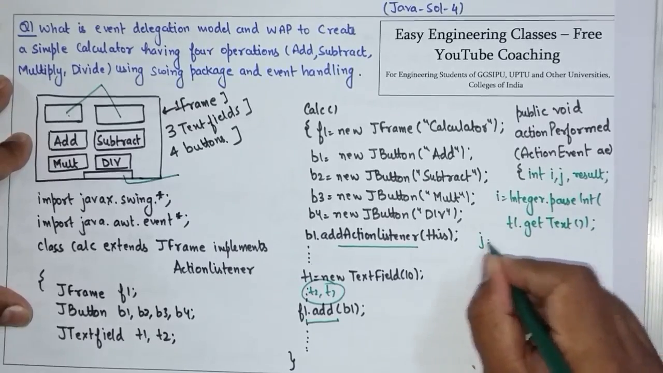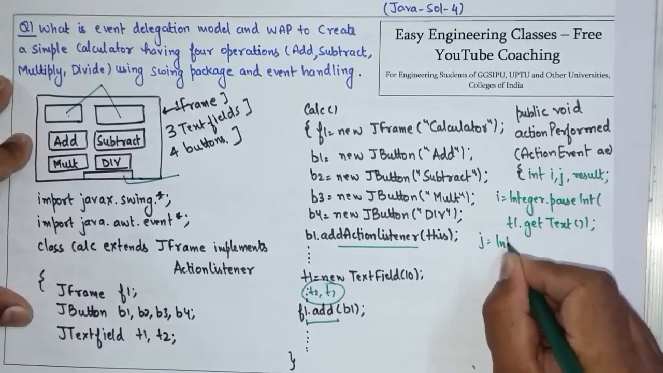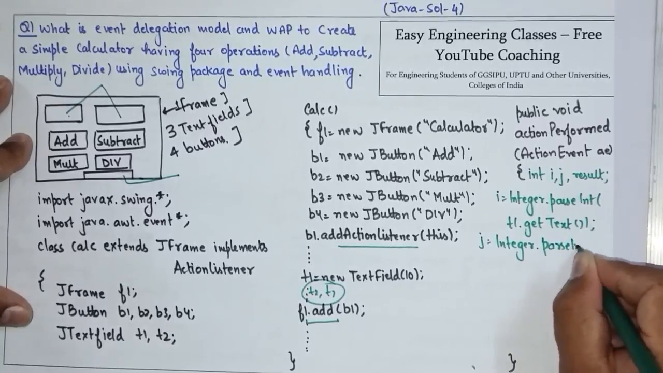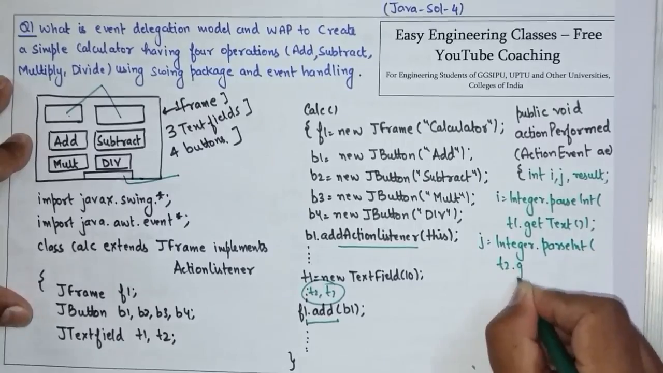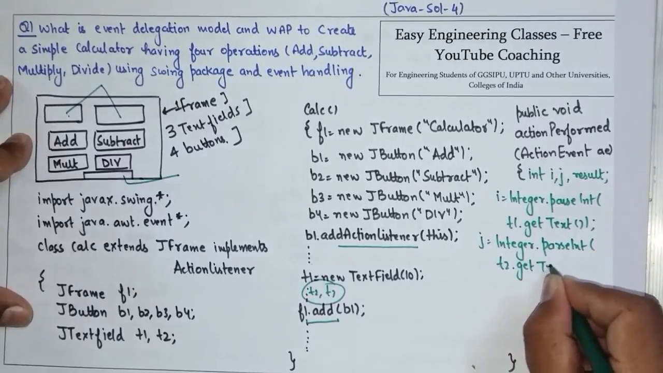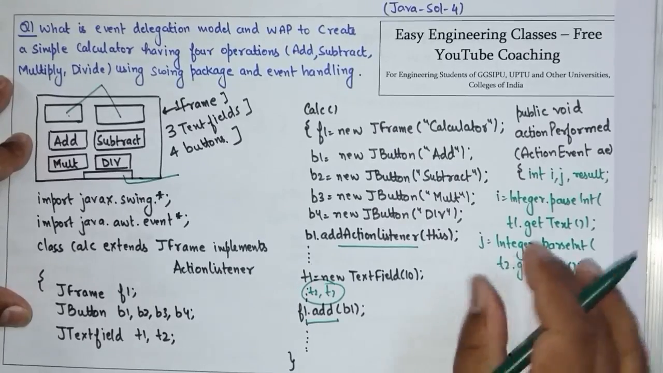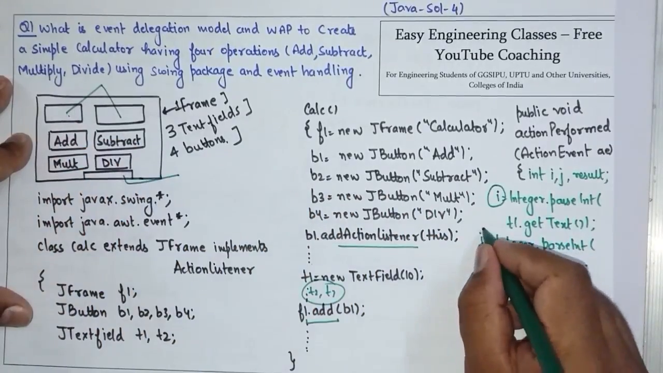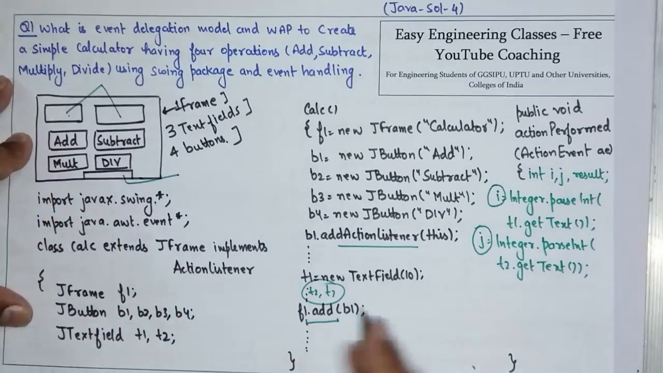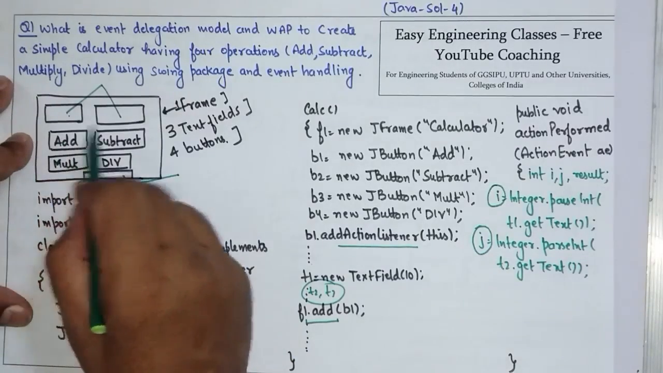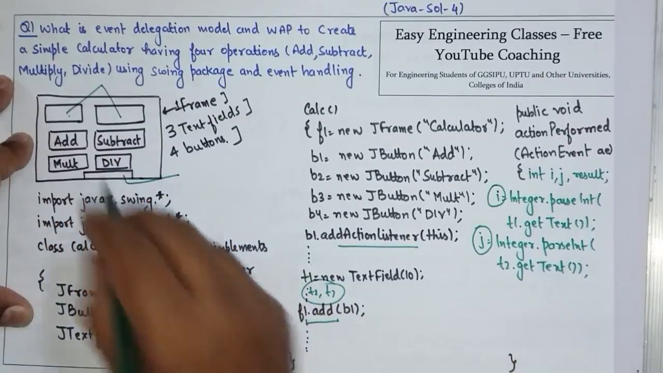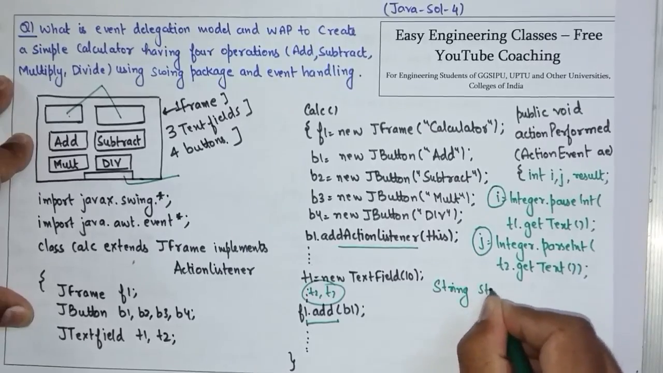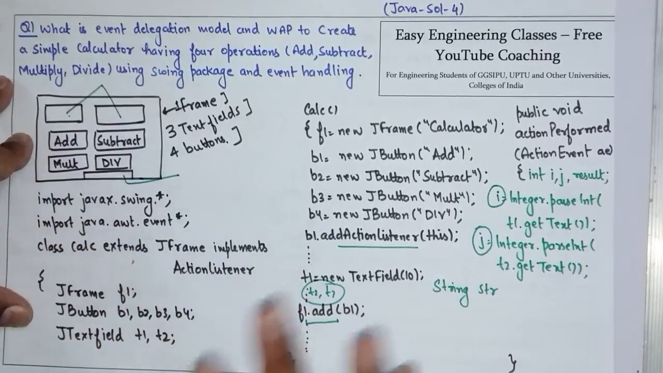Similarly write for second, that is j, Integer.parseInt(t2.getText()). So what I have is i के अंदर पहले फील्ड की वैल्यू आ गई और j के अंदर सेकेंड फील्ड की वैल्यू मेरे पास आ गई. Now what I have to do is perform the operations. तो कौन सा बटन क्लिक हुआ है उसके लिए मैं एक स्ट्रिंग टाइप का वेरिएबल ले रहा हूँ, String str, which will hold the type of button clicked.